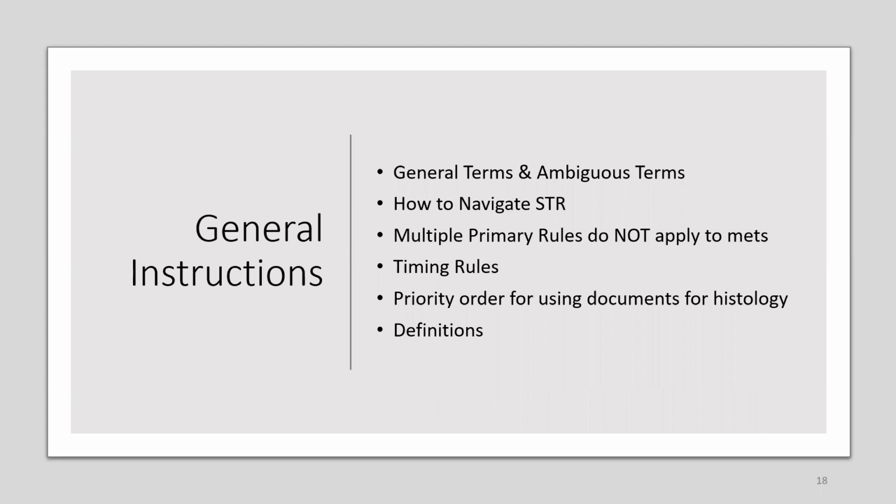Multiple primary rules do not apply to METs. So if you've got a MET to the lung from another organ, these rules will not apply for lung. Also, the general instructions give me priority order for using documents for histology and definitions.